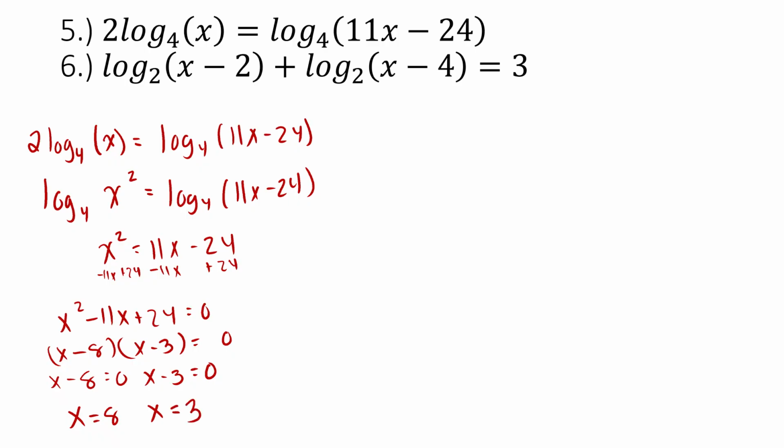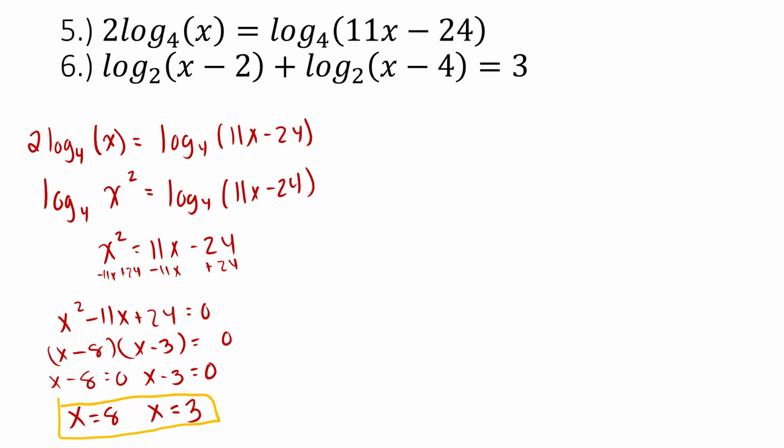We need to check that, and they're both positive, so the first one checks okay. What we need to make sure, and it looks like the second one checks as well, is like 11 times 8, that's going to be 88. You can subtract a 24, that's going to be fine. And then 11 times 3 is 33. 33 minus 24 is still going to be positive. So we have both of them checking.